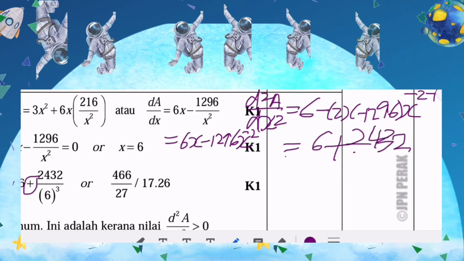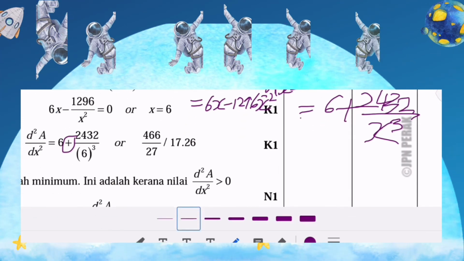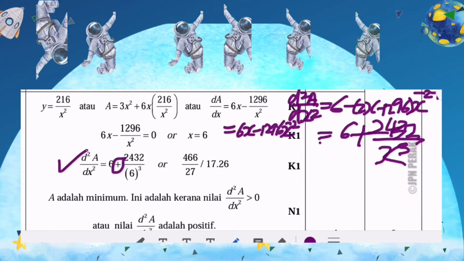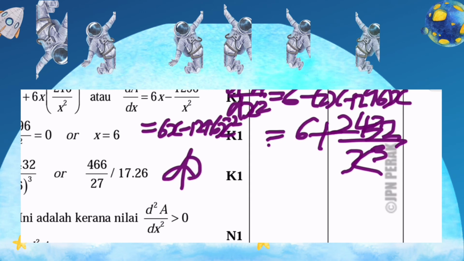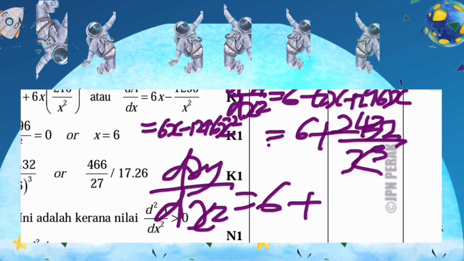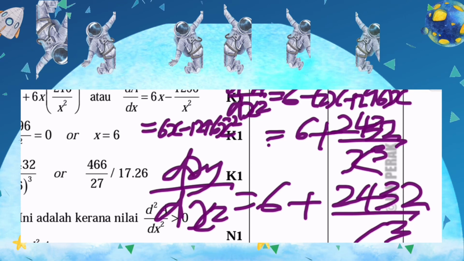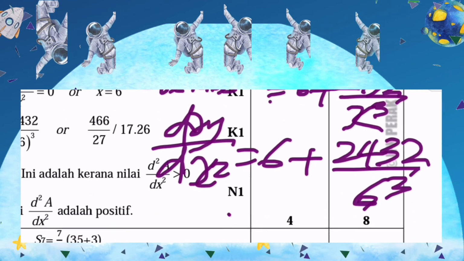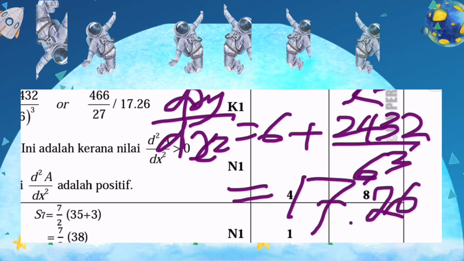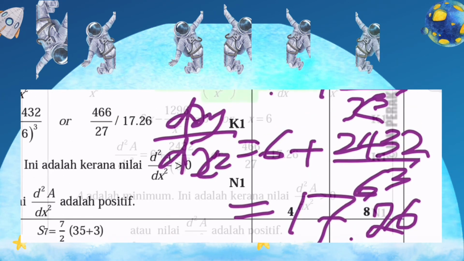If we substitute x equal to 6 into d²A/dx², we are getting a positive value. Okay, d²A/dx², not d²y, d²A. So you will get d²A/dx² is a positive value, which is 17.26, greater than 0. So it shows that d²A/dx² is positive. So hence, the area is minimum when x is equal to 6.